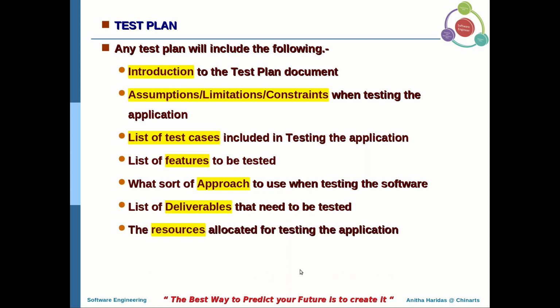Then all the resources, as I said in the previous slide, all the resources allocated for testing the application, and all the risks involved during the testing process. Always the risk management will be there in your software development life cycle. So what is the risk you will be facing during the testing process? So when you are testing the network connectivity, what is the risk you will be facing? Or when you are testing the security, what will be the risk involved in that?